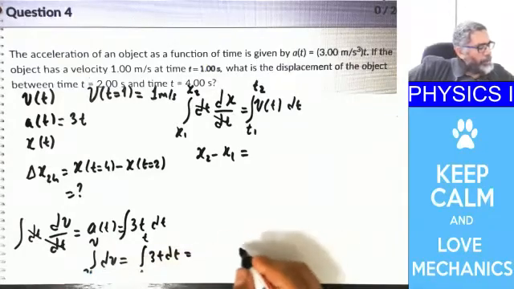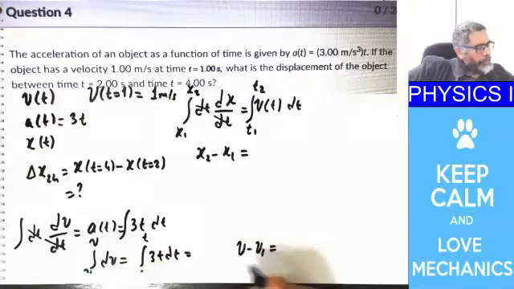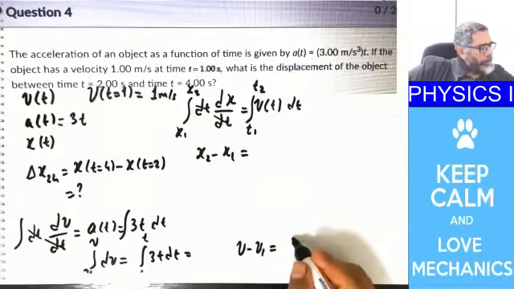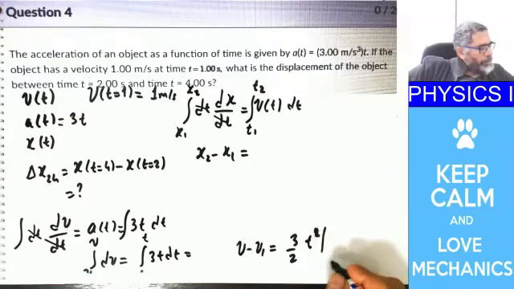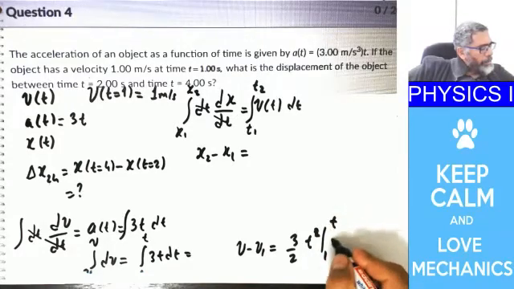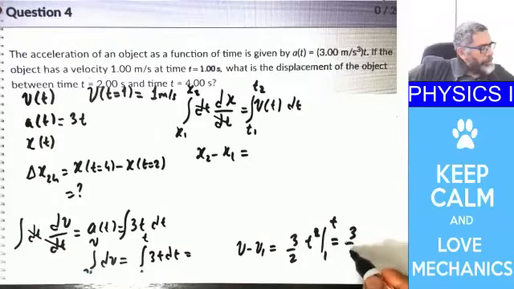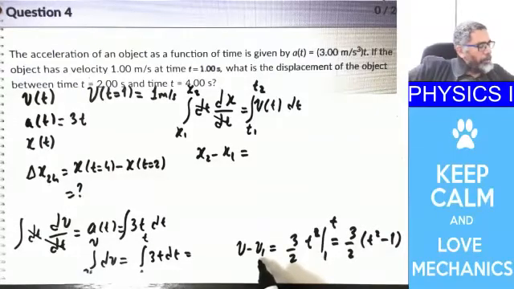The left-hand side is v minus v1. The right-hand side is 3 divided by 2 t squared, evaluated from 1 to t, which is 3 divided by 2 times (t squared minus 1). And what is v1? v1 is the velocity at t equals 1 second. All right?